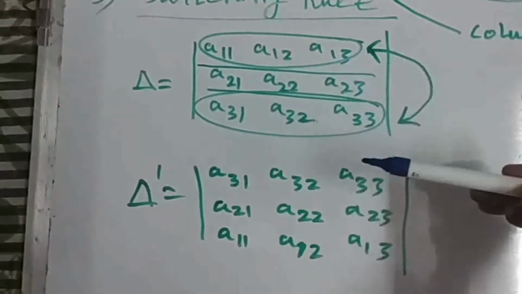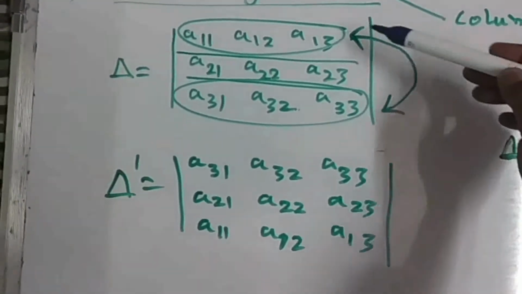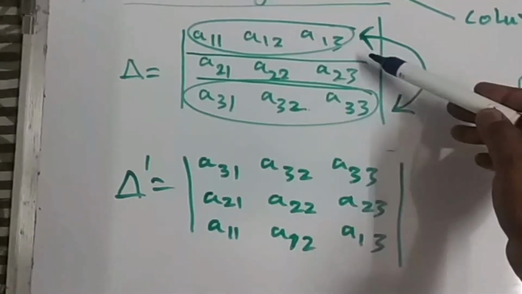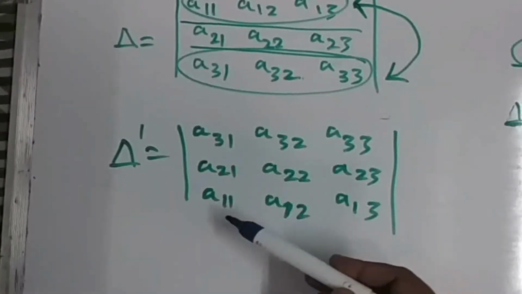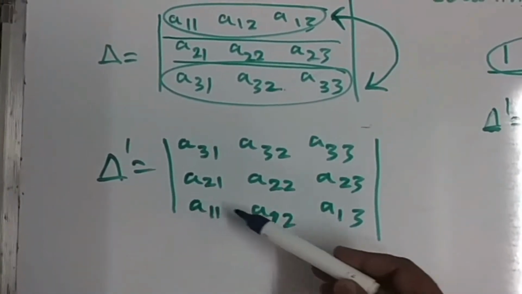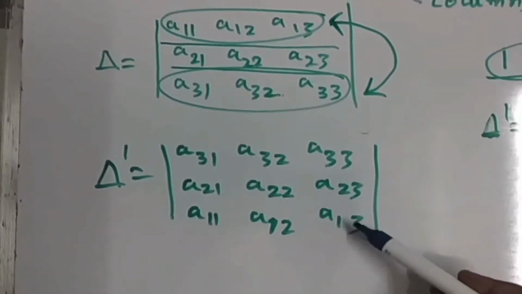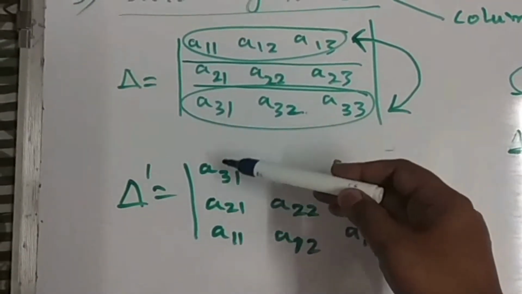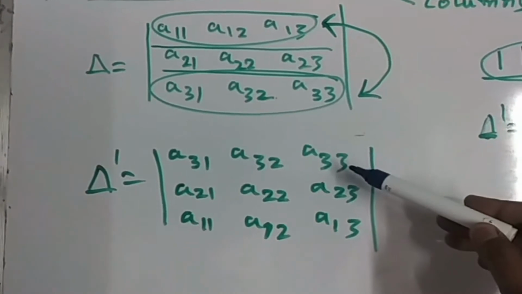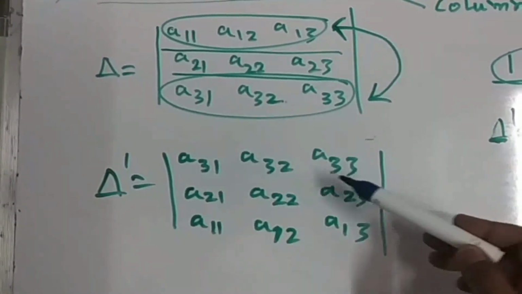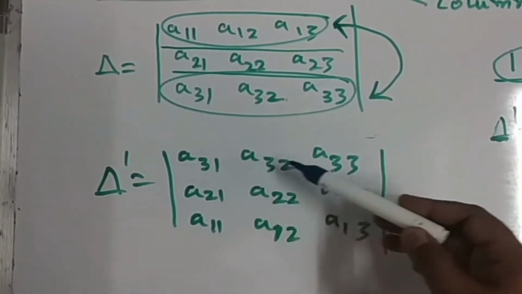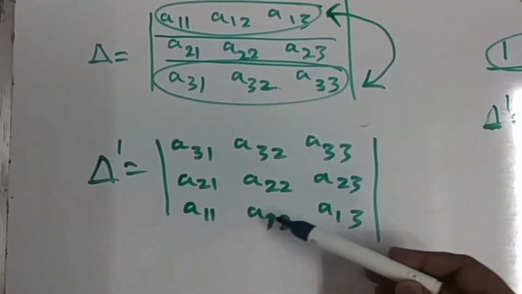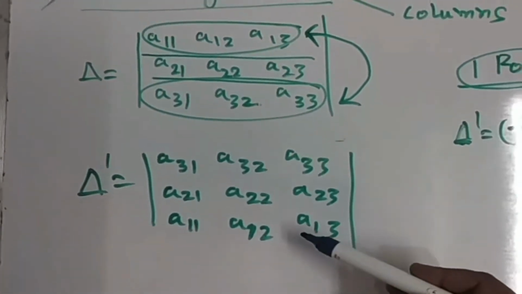So this is switching. In the first row I have written the third row, and in the place of the third row I have written the first row. You can see, look here, 3 1, 3 2, 3 3. In the first row I have written the third row, and in the third row I have written the first row. Now, what is happening here?